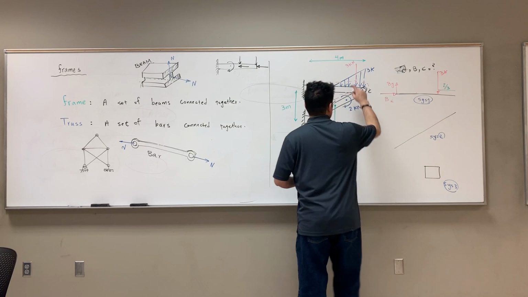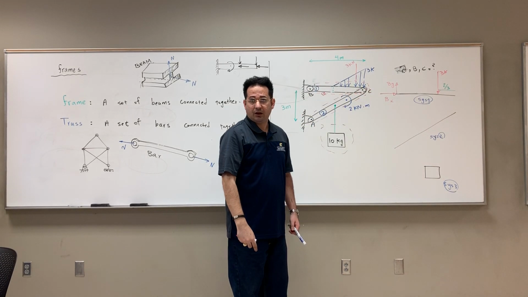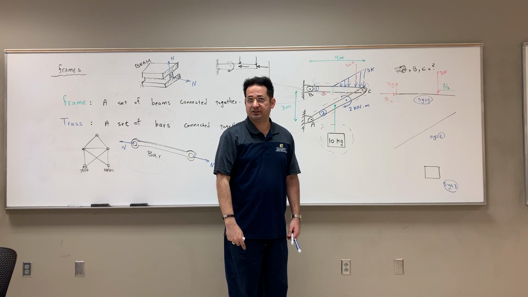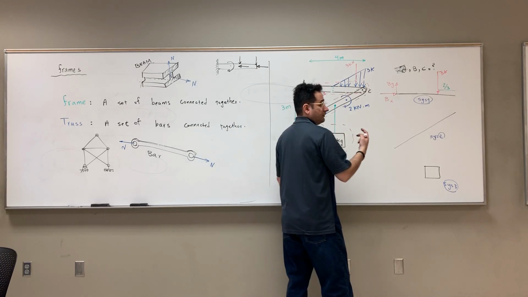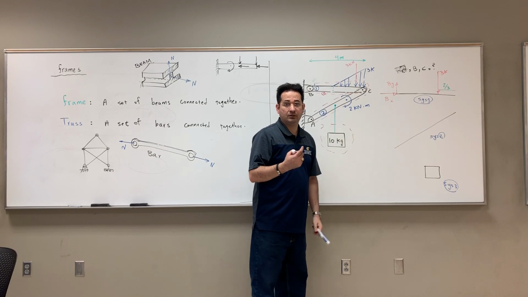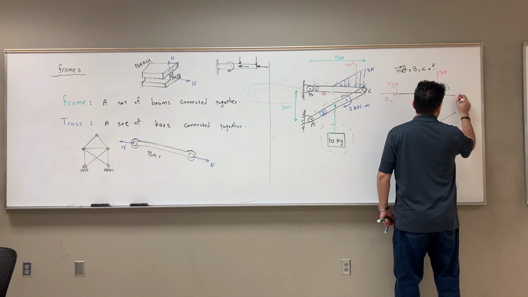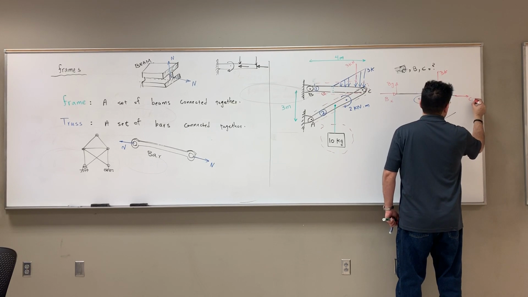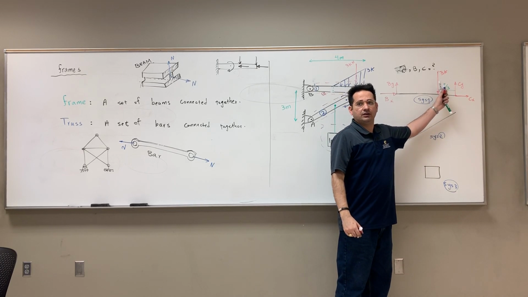Now continue walking. Then you cut C. How many force and moment at pin C? It's a frictionless pin, so it has 2. So it's going to have a Cx, Cy. Just introduce 2 unknowns, Cx, Cy.